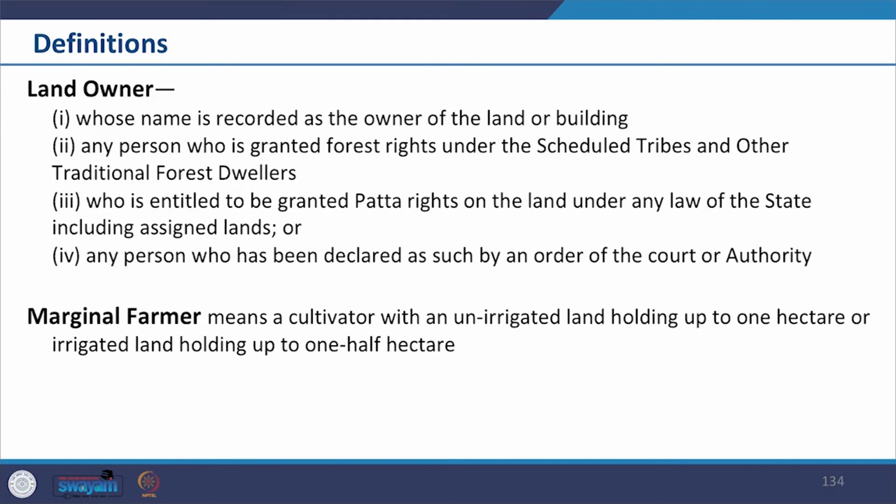Further, we see it defines landowners: people who have their name recorded in the owning of the land or the building, or any person who is guaranteed forest right under the scheduled tribe areas. Further, who is entitled to be granted patta right on the land, any person who has been declared as such by any order of court or authority. Further, it defines marginal farmers, meaning a cultivator with an unirrigated land holding up to 1 hectare or irrigated land holding up to 1/2 hectare.